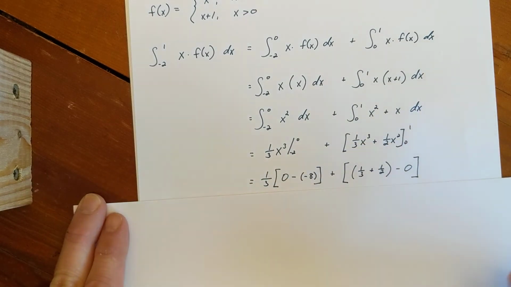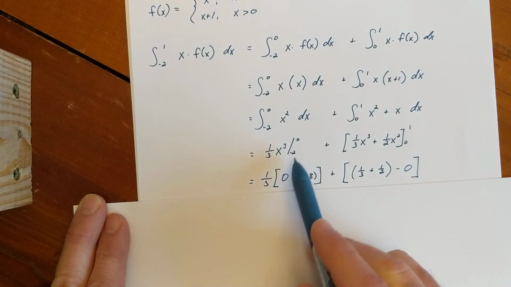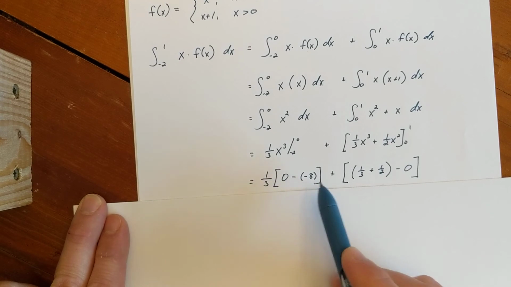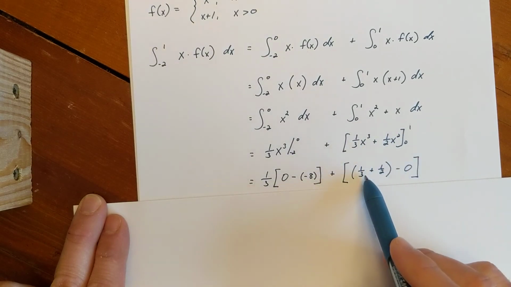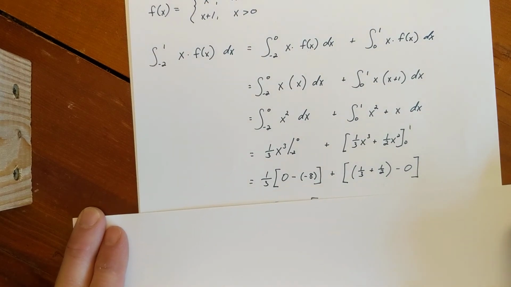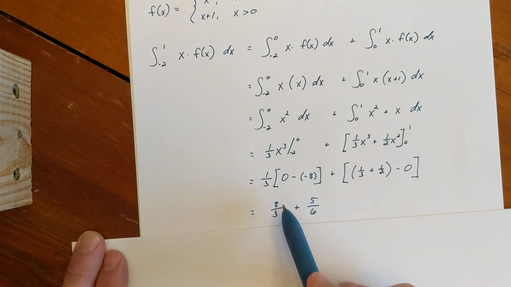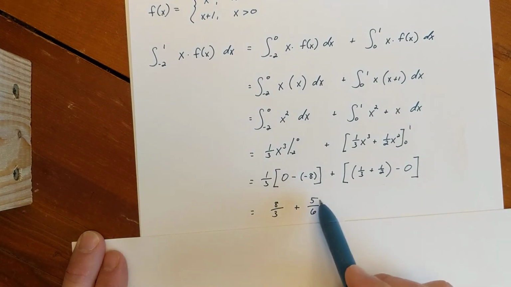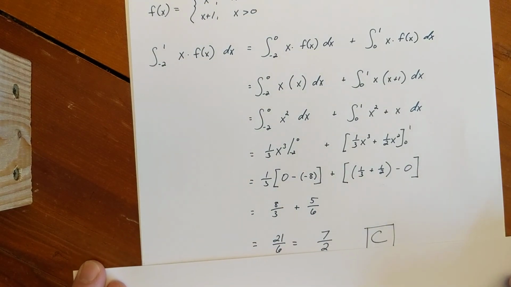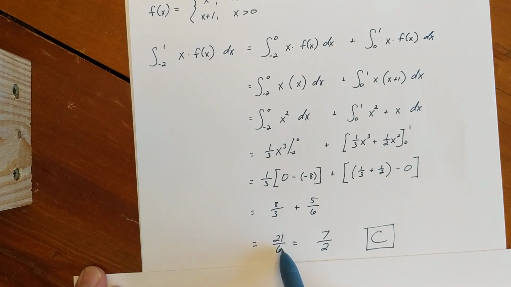And the rest of this is going to go pretty quickly. 1/3 goes outside. We've got a 0 minus a -8 here on the left. And with the second integral, plugging in the 1, we get a 1/3 plus 1/2, and then minus a 0 from right there. And we're just about done then. This ended up being a positive 8/3 plus a 5/6. Common denominator of 6 is going to get us 21 over 6. Divide them both by 3, we end up with a 7 over 2. C is our answer for 26.